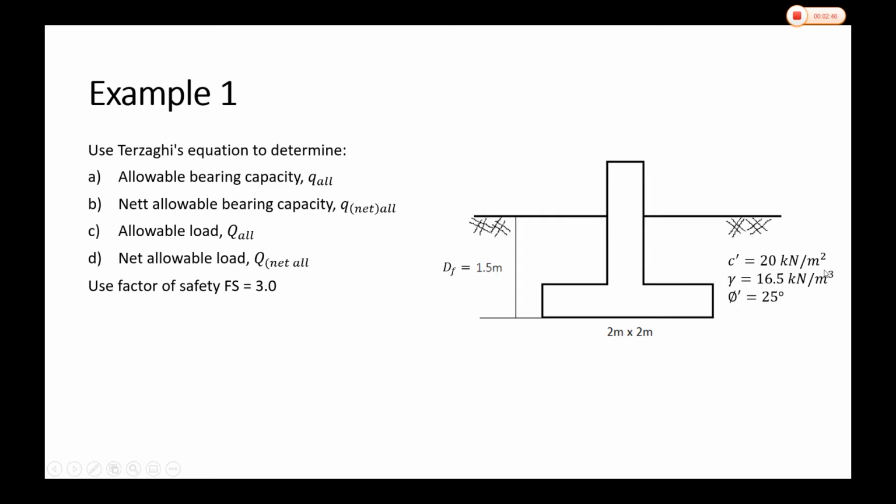The properties of the soil. As you can see here, we have the cohesion, we have the unit weight, and we have the angle of friction, 25 degrees. And the depth of the foundation is 1.5. The size of the foundation given here is 2 meter times 2 meter, which means that the width of the foundation is 2 meter and the length of the foundation is 2 meter.